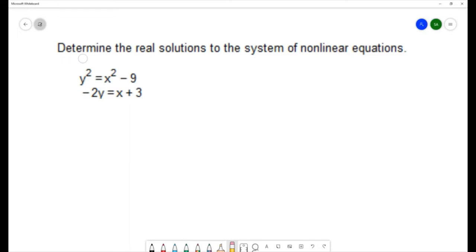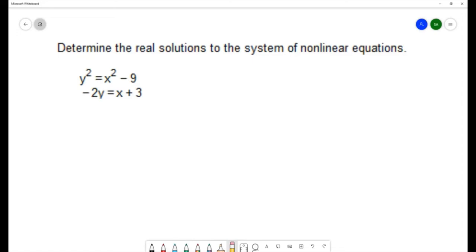For this question, we want to determine the real solutions to the system of nonlinear equations. Our system is y squared equals x squared minus 9, and negative 2y equals x plus 3. So we can solve this system using substitution or elimination.